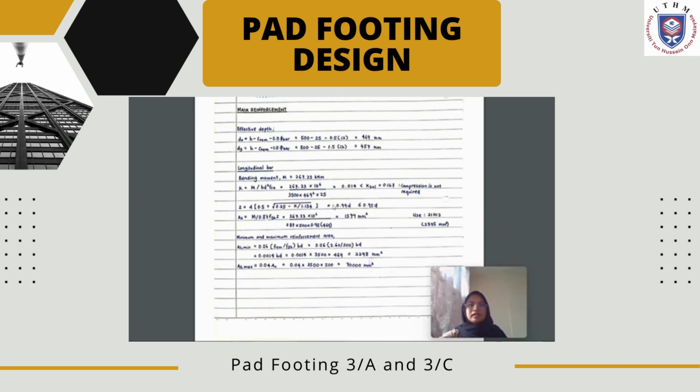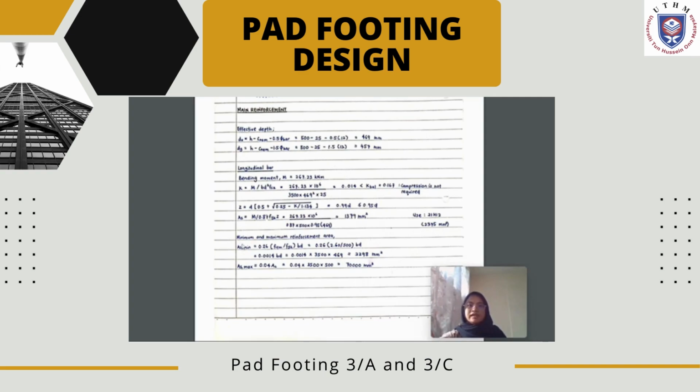Using this formula, and then equal to 0.990, which is larger than the 0.950, so we use 0.950. So next we will calculate the AS using this formula, and then equal to 1379 millimeters square, which is the AS required. And then for the bar we will use 21 H12, which is the AS provided is 2375 millimeters square.